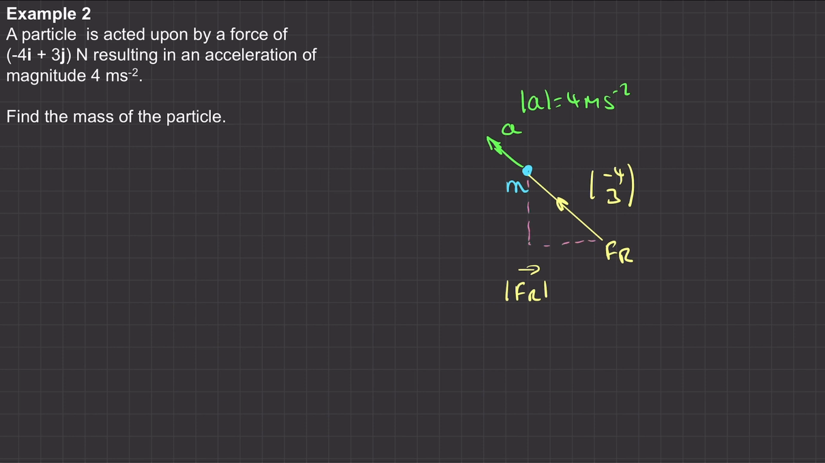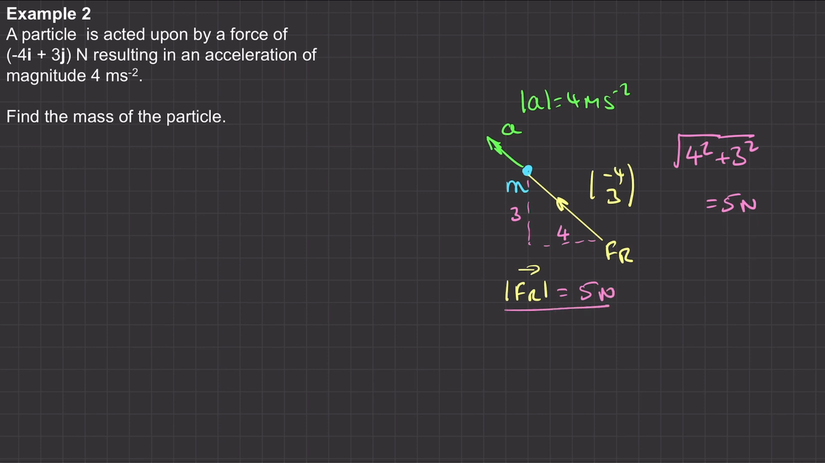We know it's got 4 in the i and 3 in the j. So we can use Pythagoras' theorem to work out the magnitude. That would be 4 squared plus 3 squared. So a square root of 25, which will give us 5 newtons. So this is 5 newtons.